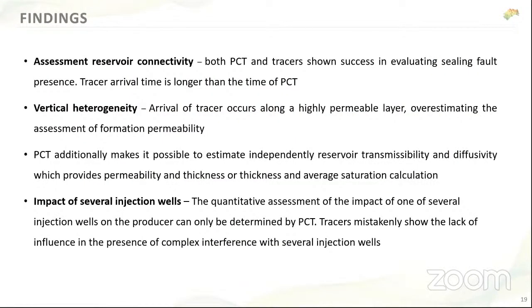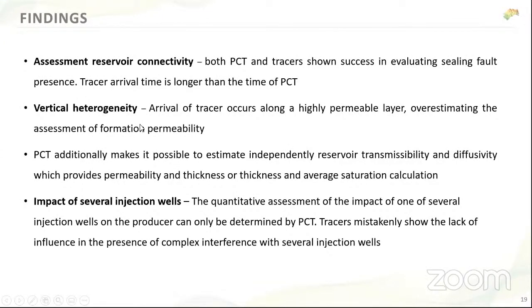So what can we summarize? That both PCT and tracers are good in terms of understanding reservoir connectivity. They both would provide us information about the faults, whether they are sealing or not. But the time of the PCT test is much faster than the time of the tracer test.